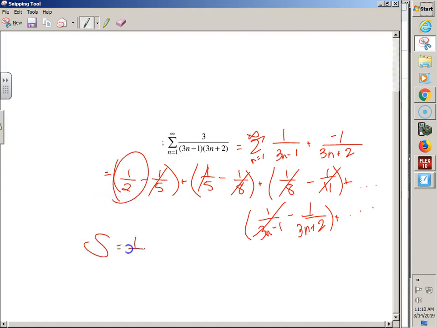S is equal to 1/2 minus, technically, the limit as n goes to infinity of 1/(3n plus 2), which is just 0. Which, remember, with telescoping, you might have multiple pieces left over. So it's not always just the first term, which is why I write it out.